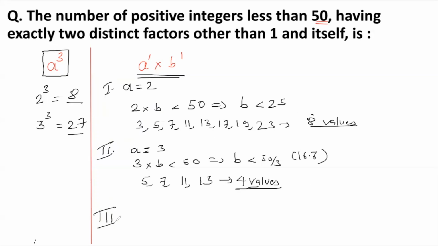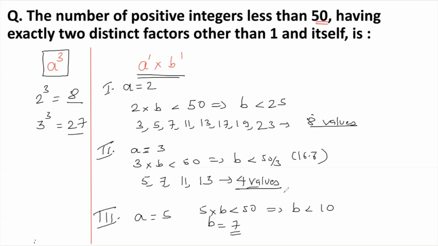So the third case will be when a is 5. For that, 5 into b should be less than 50, or b should be less than 50 upon 5, which is 10. Now b has to be any prime number which is greater than 5 but less than 10. So there's only one way out. b can only be equal to 7, right?